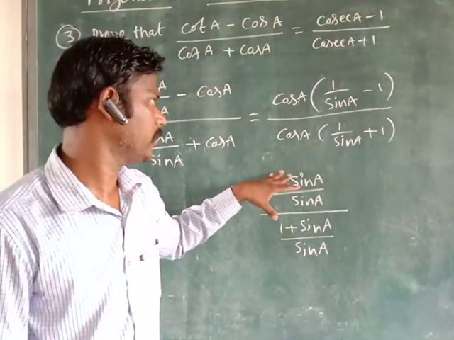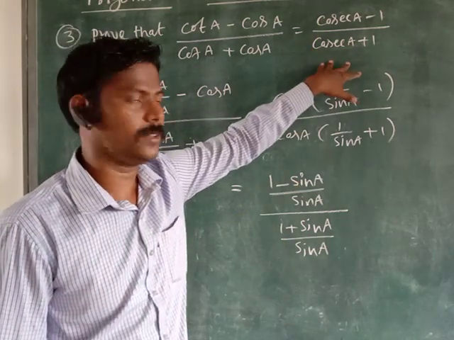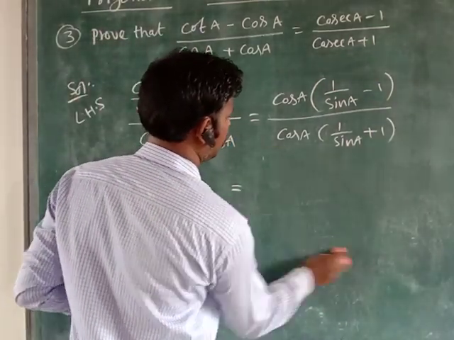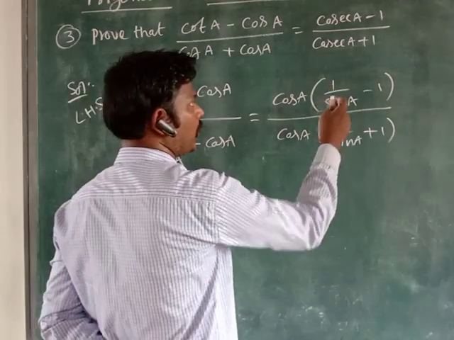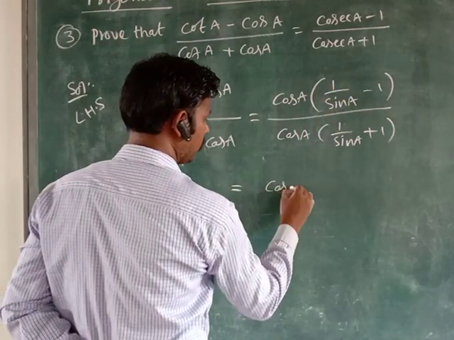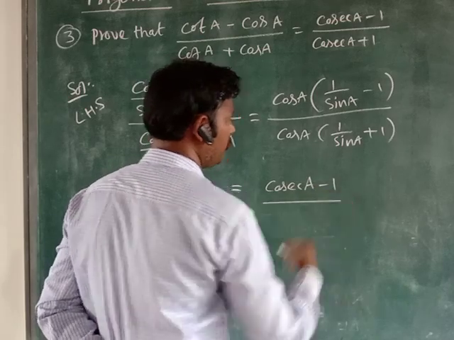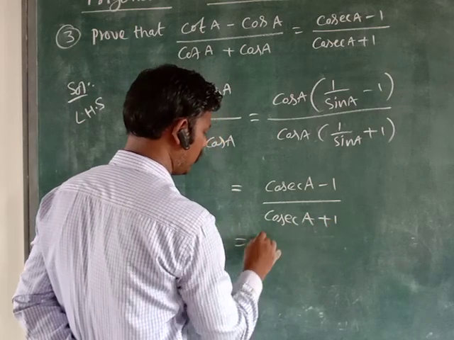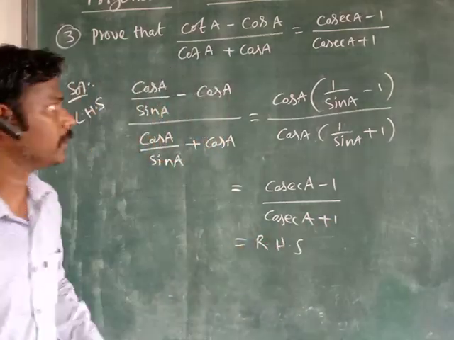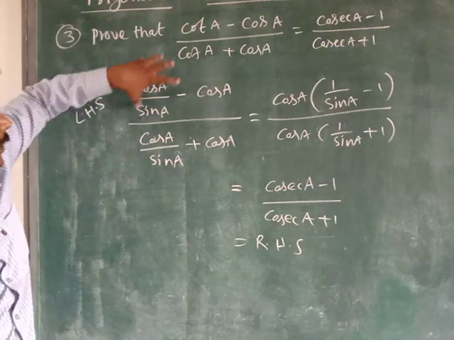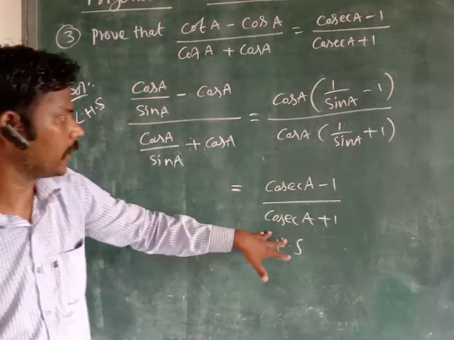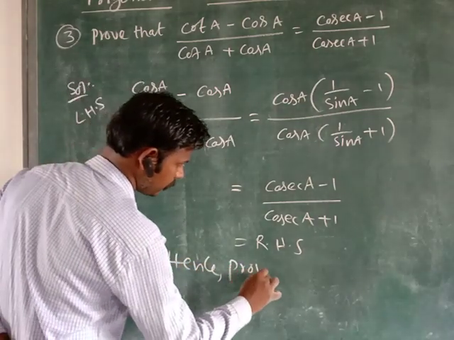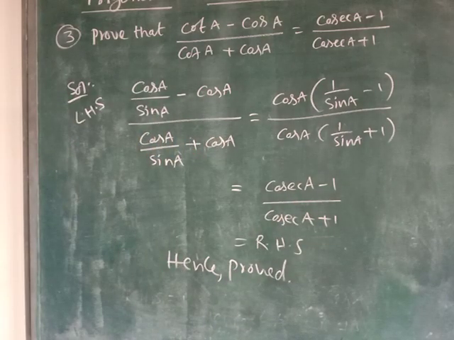In this step, for me, there is no need, because we want cosecant minus 1 by cosecant plus 1. Directly write here. So what can we write, children? Cos cancels. 1 by sin A, how to write? Cosecant A. Cosecant A minus 1 by sin A, how to write? Again cosecant A plus 1 is nothing but what? RHS. Did you get it or not? See, we consider RHS. After simplification, what did we get? RHS. Hence proved. Okay, children. This is the third problem solution.